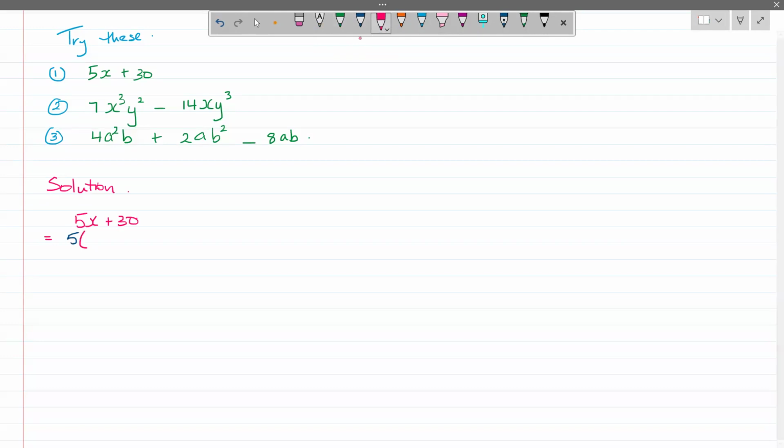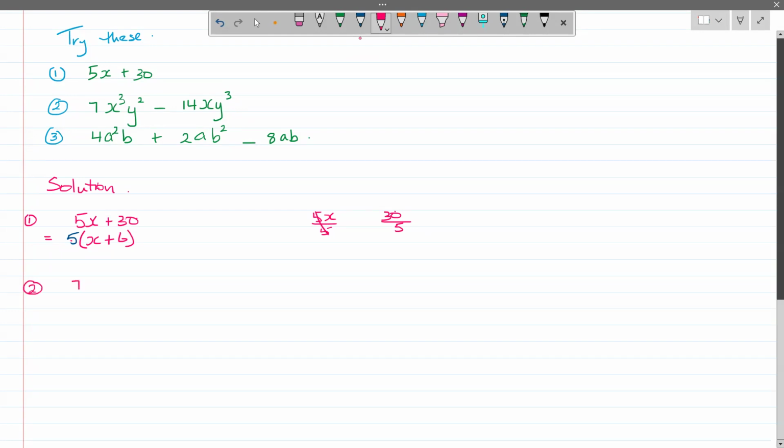Right? And 5 into 5x is going to give us x, right? Because 5x divided by 5, the 5's will cancel. Plus 5 into 30 is going to give us 6. Right? So we get 5 into x plus 6. And we can work it backwards just to make sure that we are right.